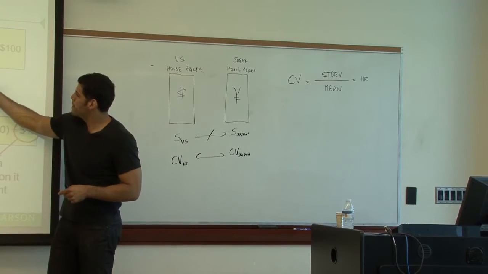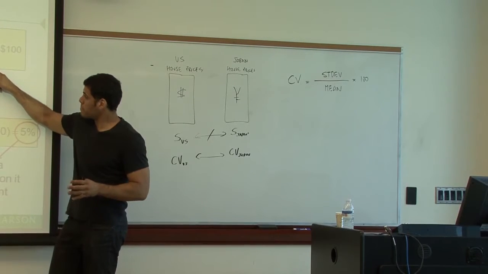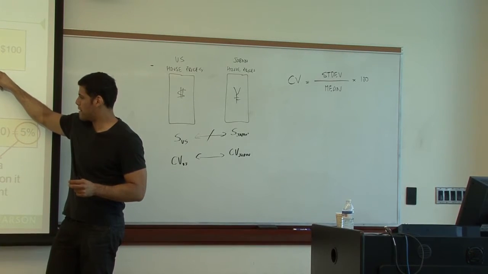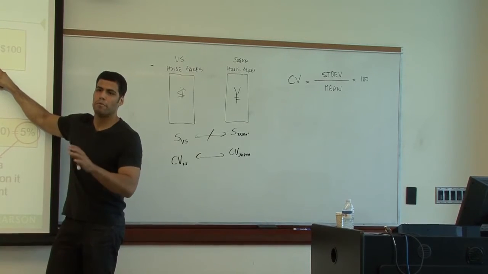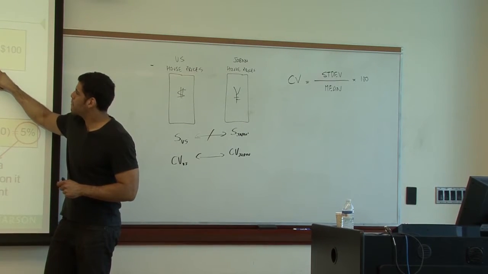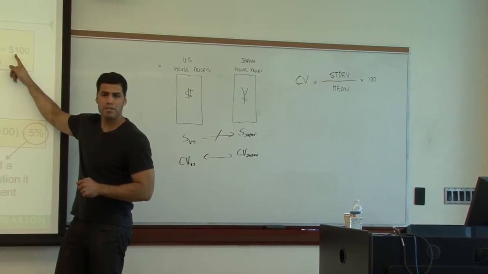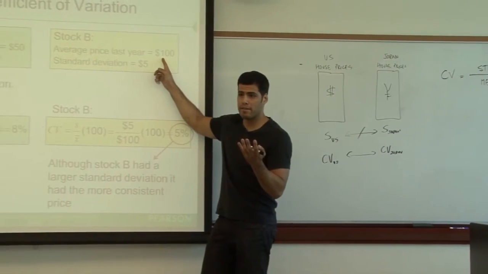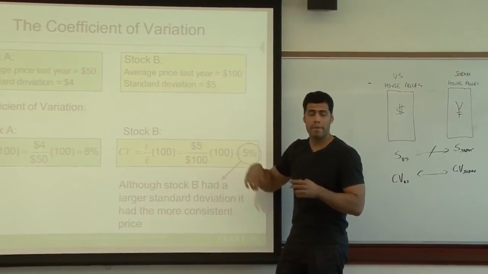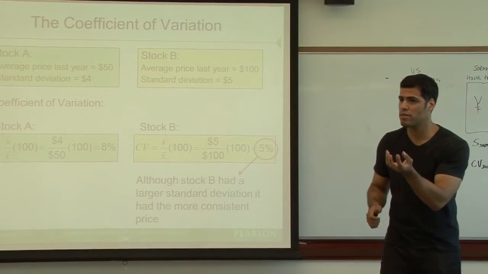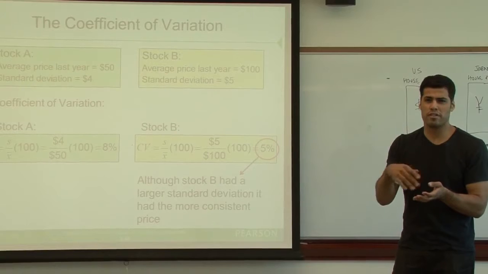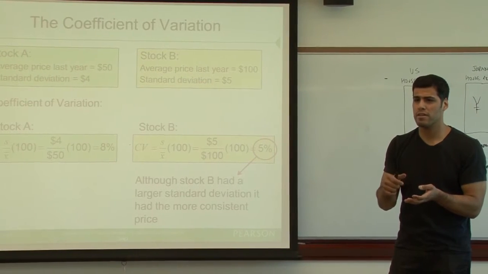When you look at stock B, notice one thing. This is probably a bad example. It would have been much better if this were a 4, but it doesn't matter. Stock B has an average price of 100, a much bigger average price. Prices are higher. It's like you have penny stocks. Have you guys heard of penny stocks? There are stocks that trade at prices under $5.